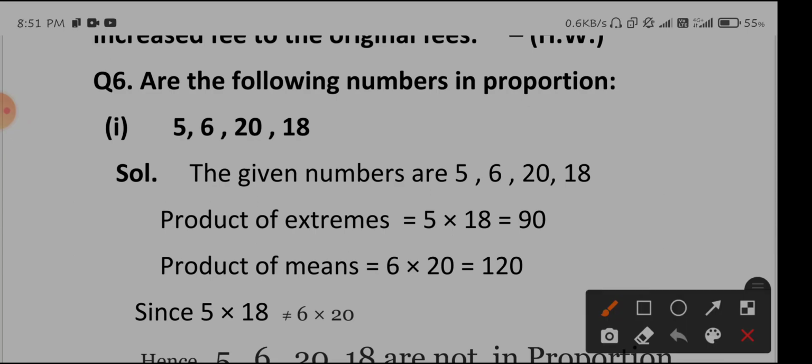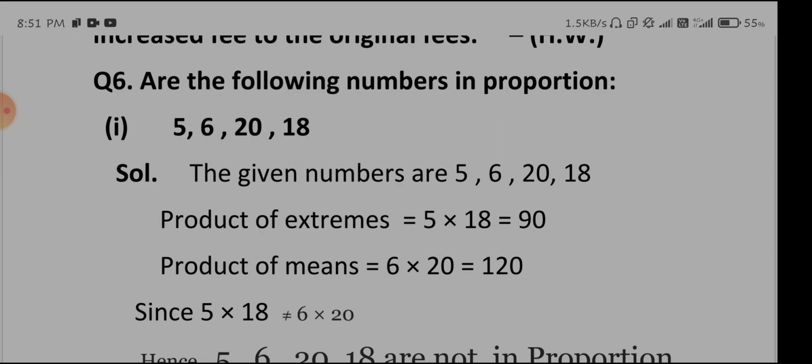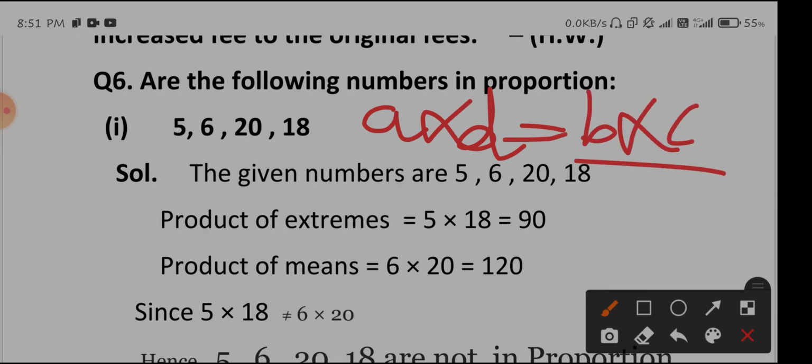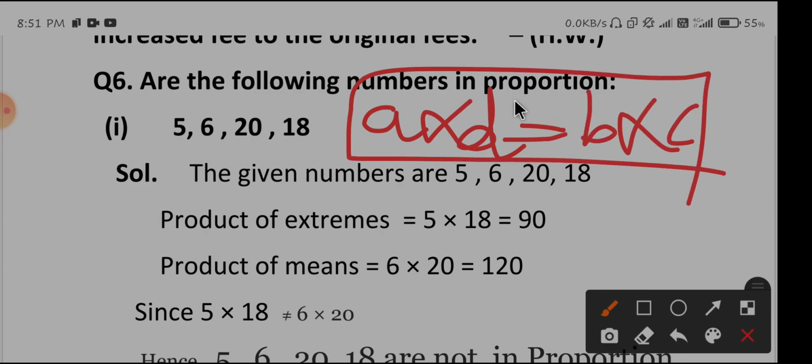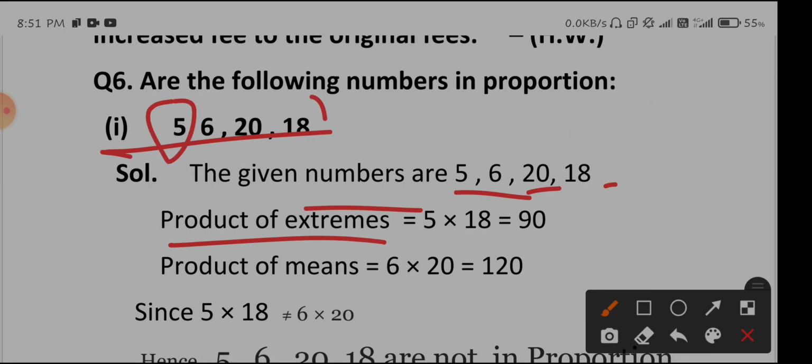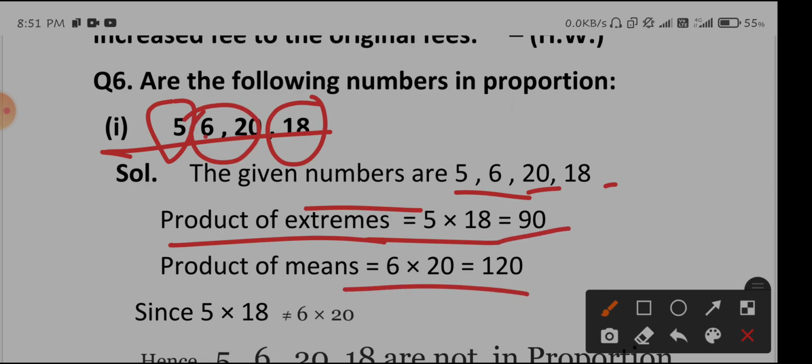So we have to take, if product of extreme terms is equal to product of means. Which are the extreme terms? First and fourth terms are extreme terms, means A and D. If AD is equal to B multiplication C, then we can say that they are in proportion. So you can see the terms given: 5, 6, 20, 18. Product of extremes. Extreme means outside terms, first and fourth term. So multiply 5 into 18, 90. Product of means, second and third term, 6 multiply 20.